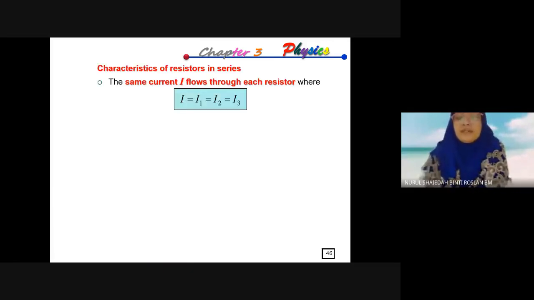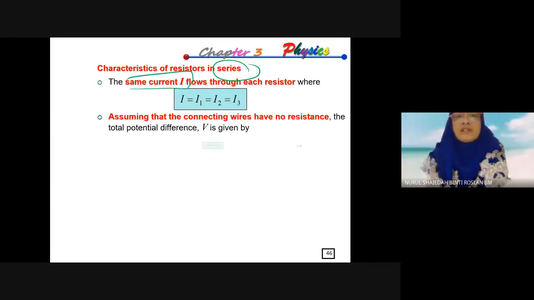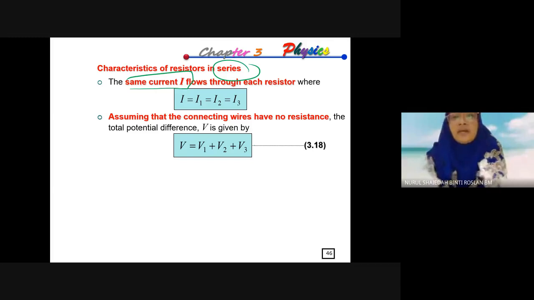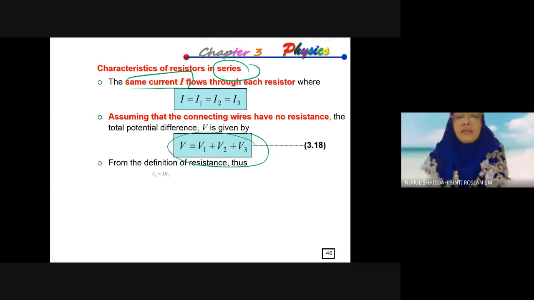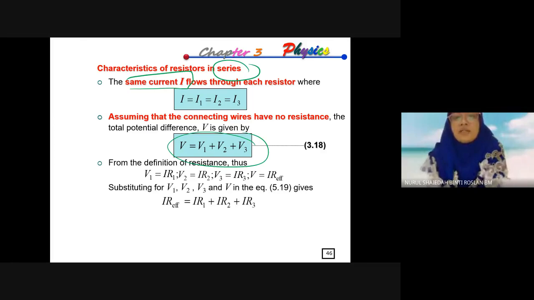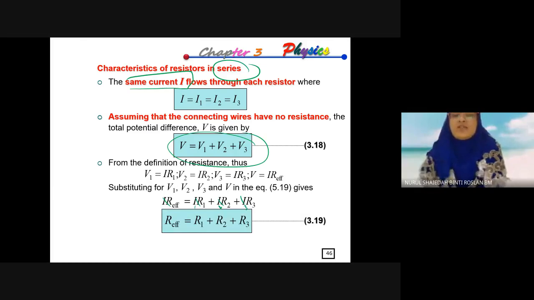Okay, so in the case of series, what is constant, the same, is I. So since I is the same, V is added. V equals IR, so it uses the concept above. V equals IR: V1 equals I1 R1, V2 equals I2 R2, V3 equals I3 R3. Okay, because I is the same, I can cancel. So you will get R effective equals R1 plus R2 plus R3.